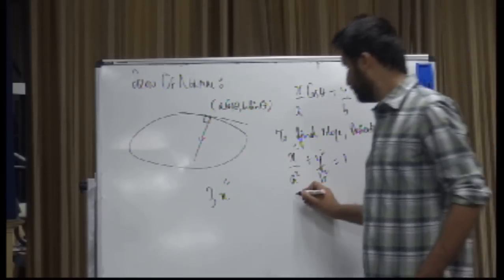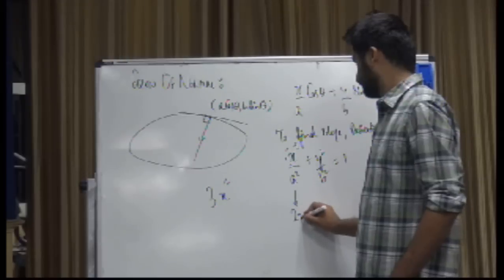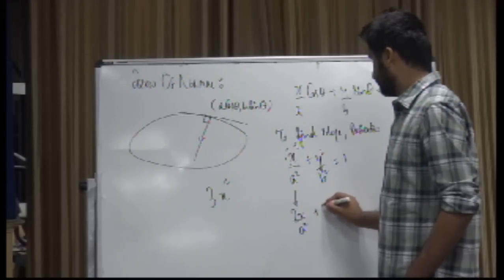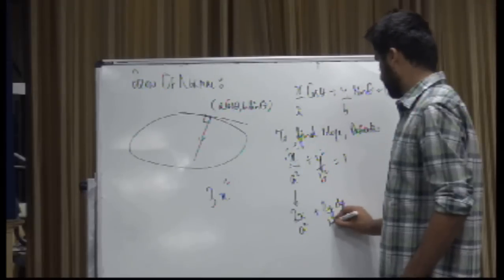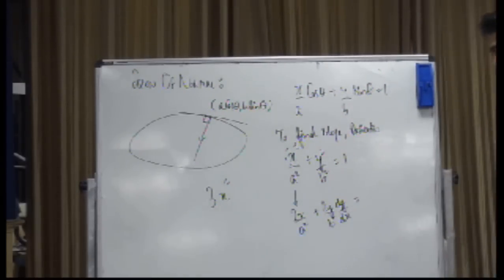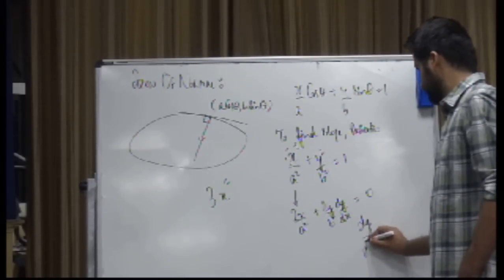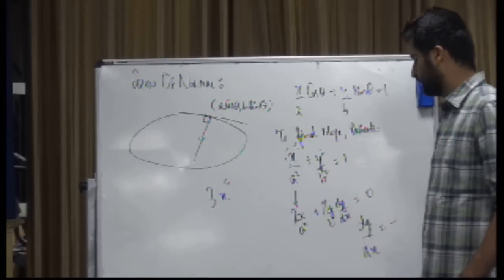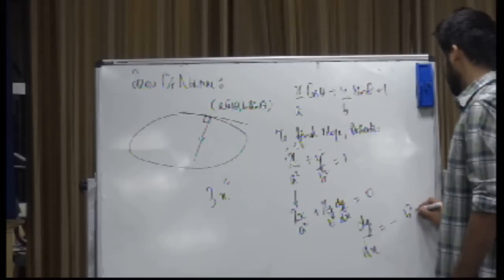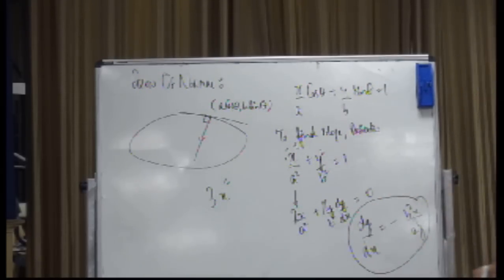Okay, so if you do the derivative here, you know the derivative of x square is 2x, so 2x by a square, plus 2y by b square dy by dx. Differentiation of 1 is 0. So see the value of dy by dx. So 2 cancel out. Okay, minus b square x upon a square y. Can you see this? Minus b square x upon a square y.